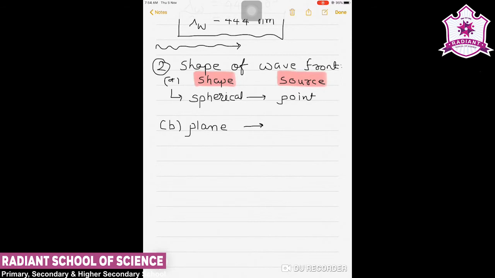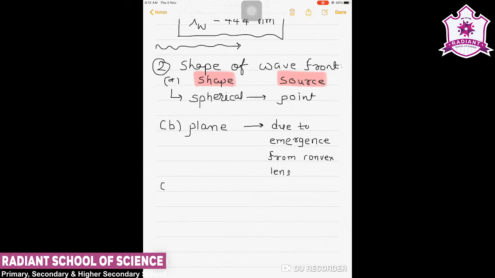Due to emergence from the convex lens, the rays will be parallel and therefore the wavefront will be of plane type.